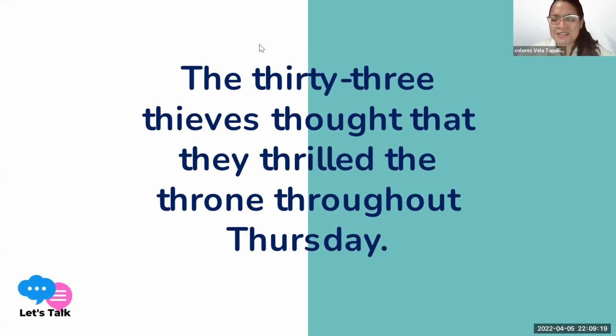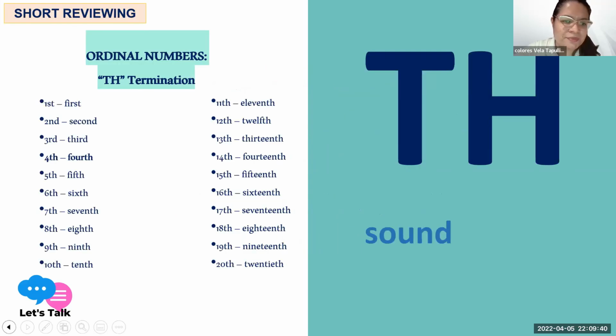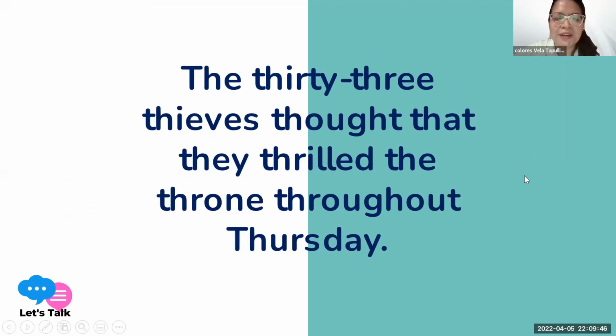Very good, my friends. So this is going to be our last activity, about tongue twisters. Now we are going to do our final exercise. We are going to combine the first activity and the second activity: the tongue twisters and the TH combination, and we finally have this exercise. So you repeat after me. The 33 thieves thought that they thrilled the throne throughout Thursday.